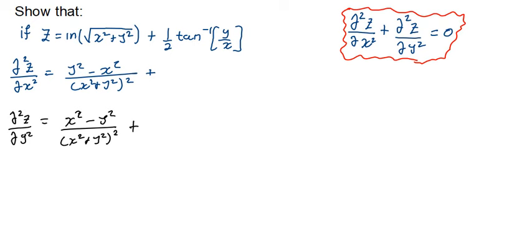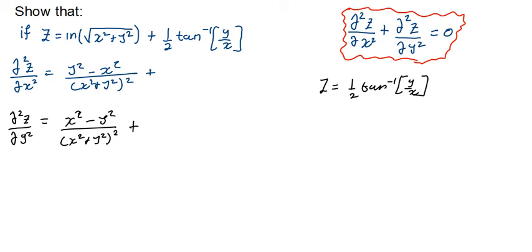So first of all, I want to find the second partial derivative of z with respect to x for this one. So first I have to find the derivative of this. Here you have z equals 1 over 2 tan inverse of x over y.